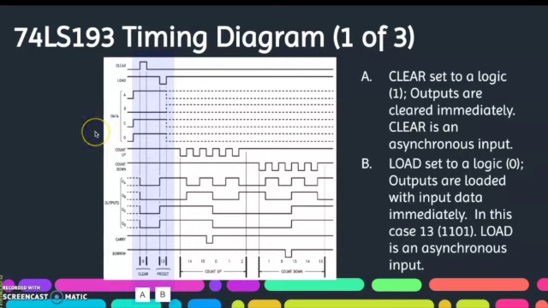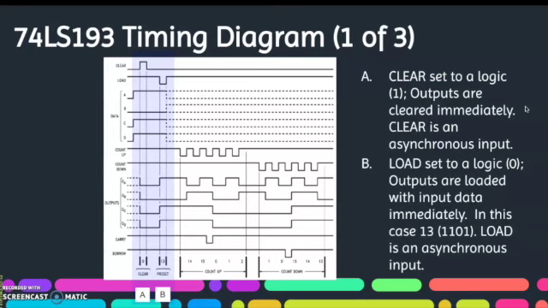Okay, so now let's take a look at the timing diagram. So here we have our clear and our preset. What we're looking at here is, if you look at letter A, clear is set to a logic 1. That means it's a high, and the outputs are cleared immediately. Clear is an asynchronous input, so that means it just happens automatically.